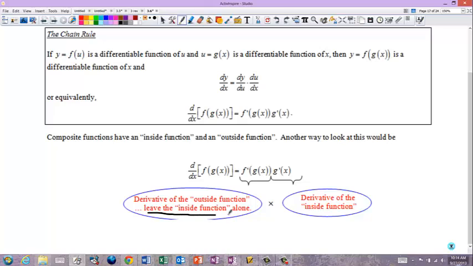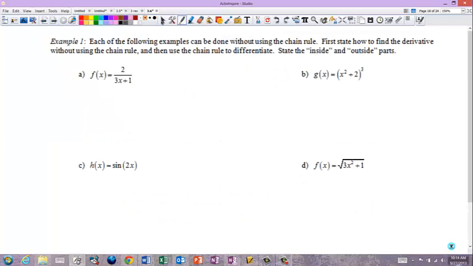Oh look, it's written right here. That's the chain rule in words. Derivative of the outside, leave the inside alone, times the derivative of the inside. Let me show you what I mean. It says, each of the following examples can be done without using the chain rule. First state how to find the derivative without using the chain rule, and then use the chain rule to differentiate.